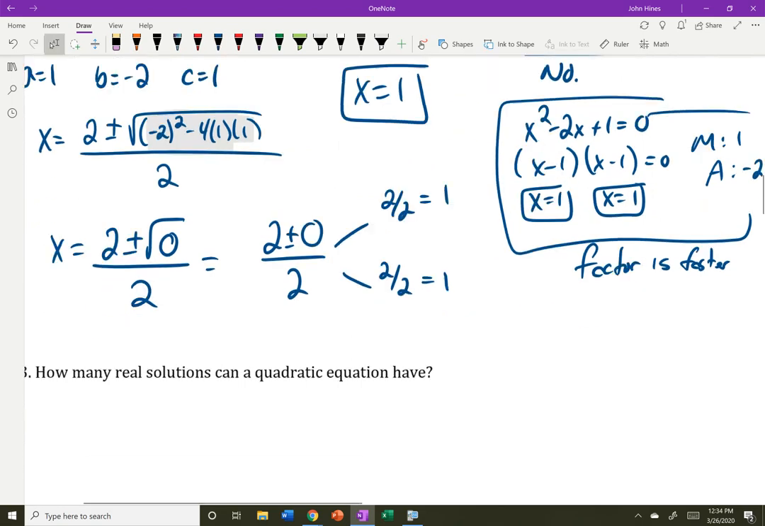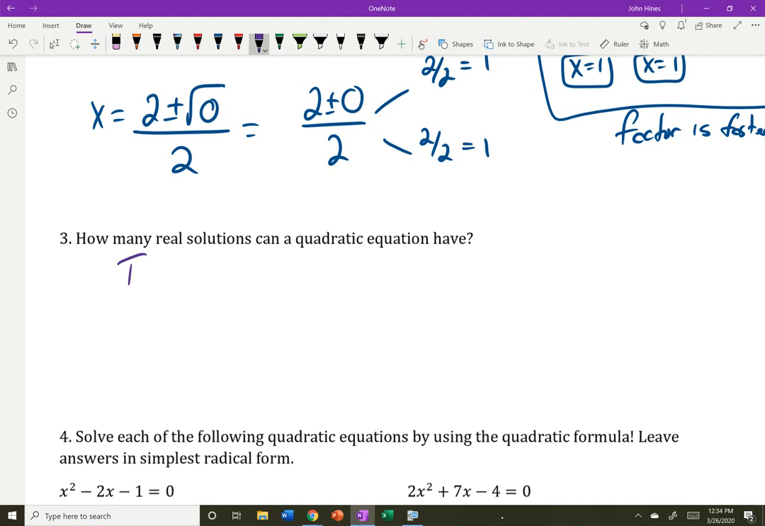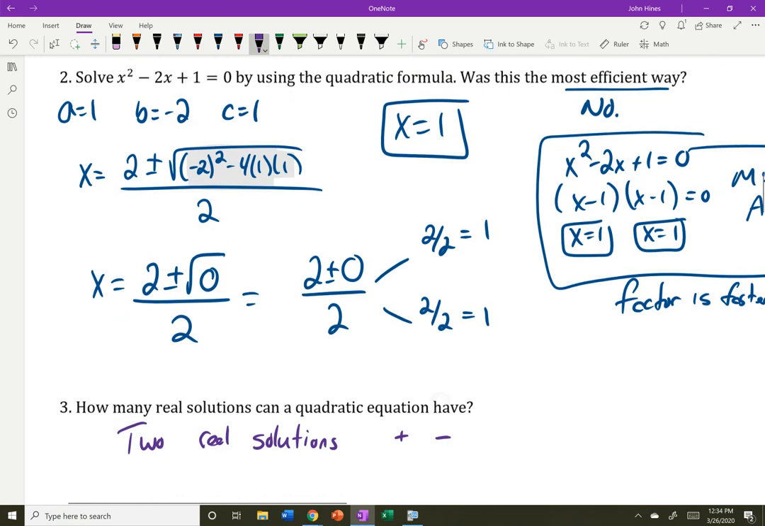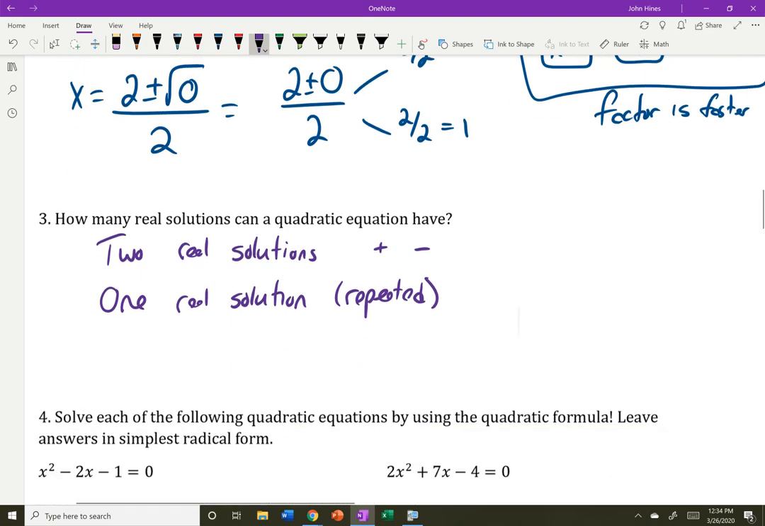So this is a big idea that we just saw. How many real answers can you get? Normally when we solve quadratic equations, we get 2 real solutions, because you have the plus version and the minus version. In this last example, how many answers did we get? We really just got 1 real solution. It's repeated. It's the same number. It's x equals 1 and x equals 1. So there's really 2 answers, but it's one number because you get the same number twice.